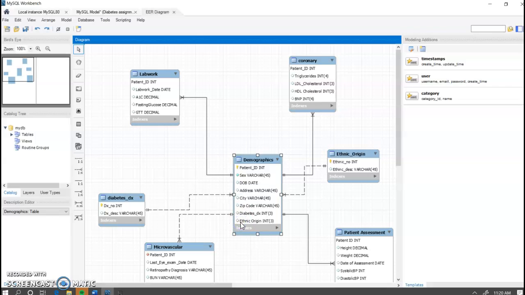which keeps track of all the pertinent patient data: the name, address, sex, date of birth, and the patient ID number, which is unique and the primary key. Another piece of information that I included in this demographics table is patient ethnicity.